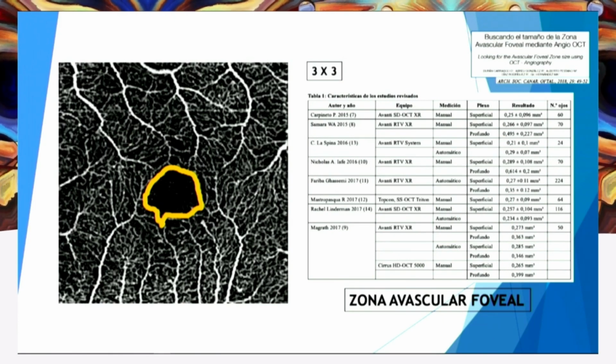Here you can see the sizes that this foveal avascular zone can produce, 250 or 270 microns. It is important to know that the foveal avascular zone on the deep plexus is bigger. This is 350 microns on average, depending on the machine. This is the superficial plexus, but I want to anticipate a few features.